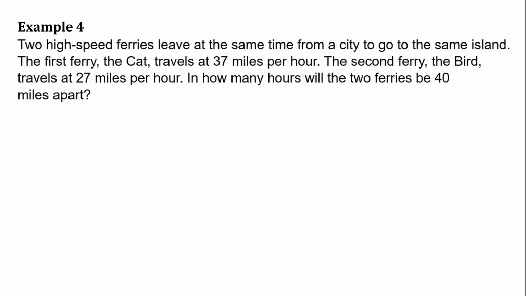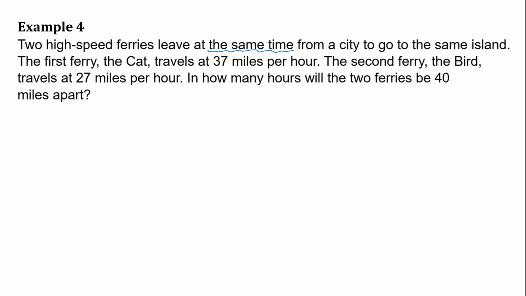All right, here we have another one of these rate, time, distance problems. We have two high-speed ferries that leave at the same time. Again, that's going to be a crucial piece of information. They leave from a city to go to the same island. The first ferry, the Cat, travels at 37 miles per hour. The second ferry, the Bird, travels at 27 miles per hour. In how many hours will the two ferries be 40 miles apart?